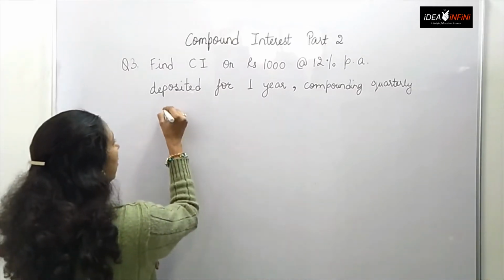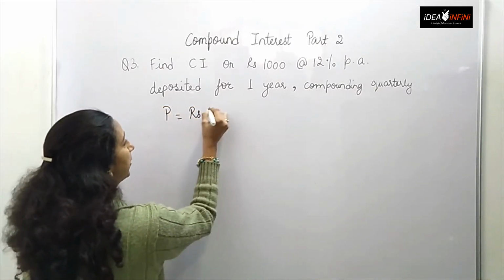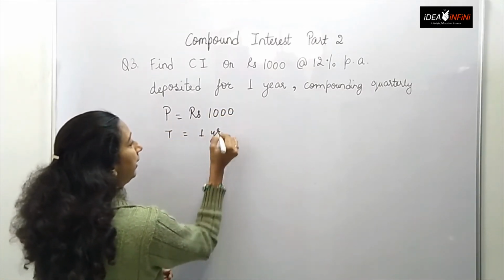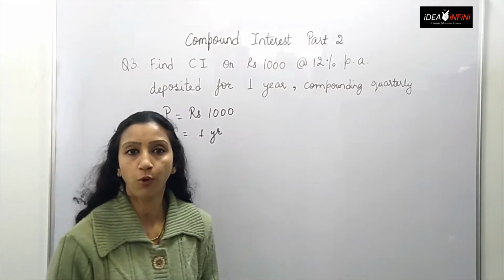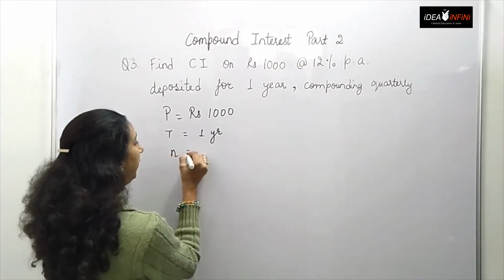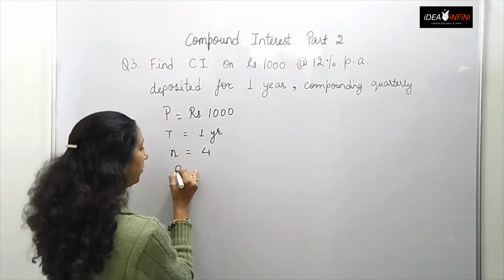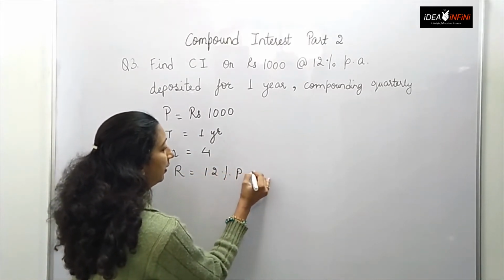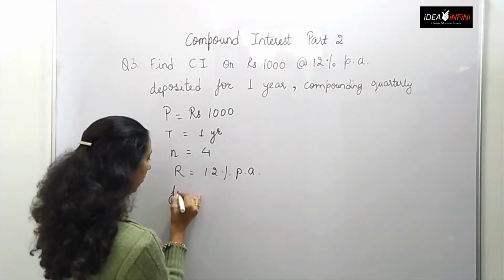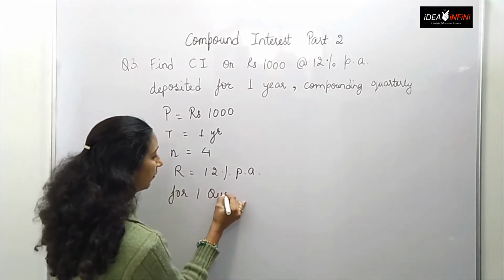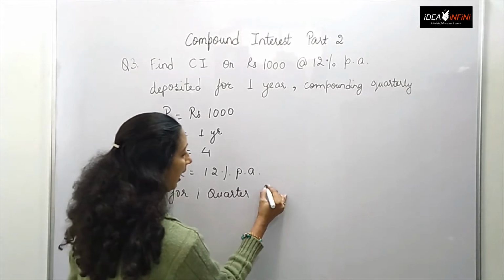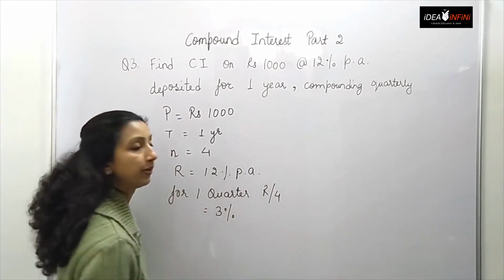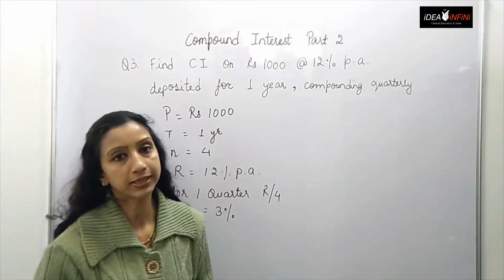So the formula now will change. The principal will be 1000. Time period is 1 year, but in 1 year there are 4 quarters. So n will be 4 here and the rate of interest for the whole year is 12% per annum. So for 1 quarter, the rate of interest will be R by 4. That means 3%. 3% will be the rate of interest per quarter.